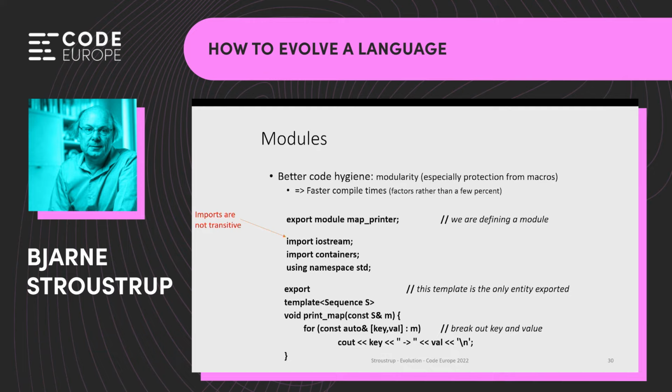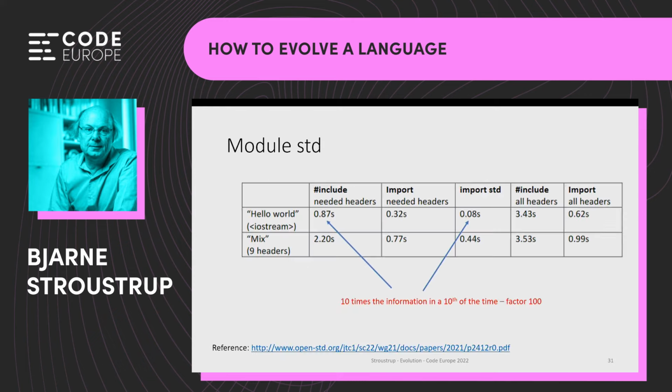And I'm saying I'm exporting this template. And I'm only exporting that template. All of this stuff here is implementation detail. If you import the map printer, you don't get all of this in to pollute your code. That's key. And I'm saying faster compile times, and of course I have to demonstrate that.